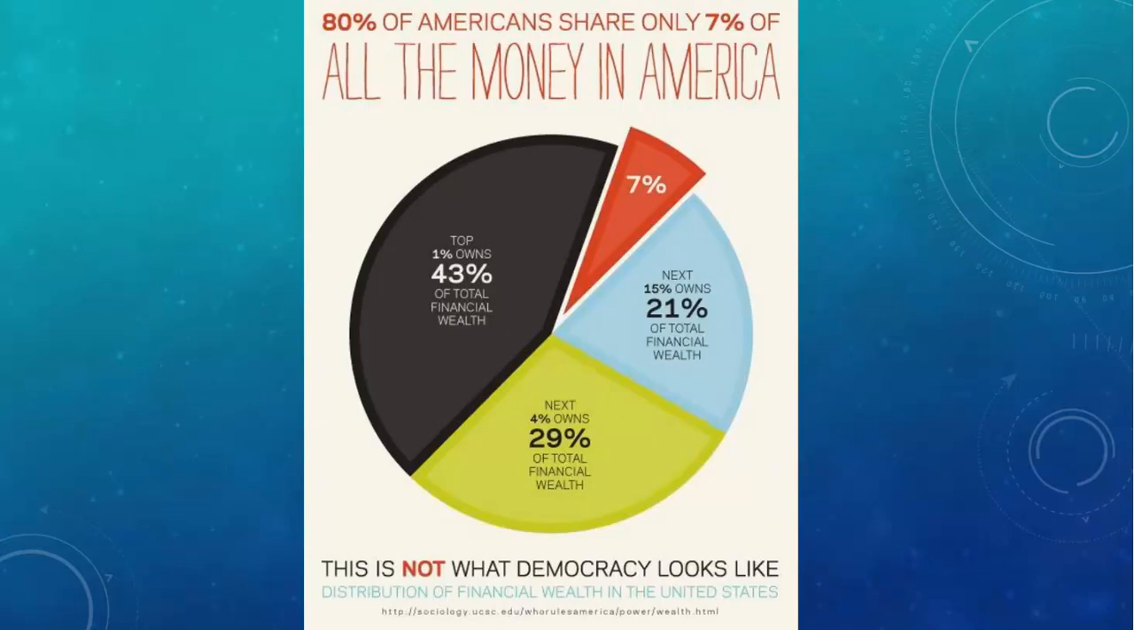So first, the pie chart. 80% of Americans share only 7% of all the money in America. We can look here at that black section. The top 1% owns 43% of the financial wealth. The next 4% owns 29% of the wealth. The next 15% owns 21%. And 7% of the wealth is owned by 80% of Americans.